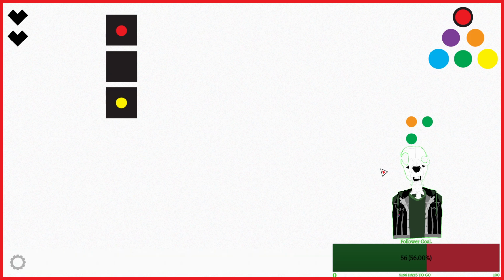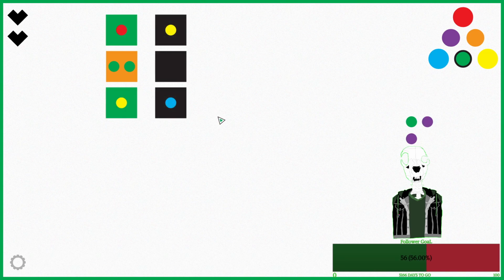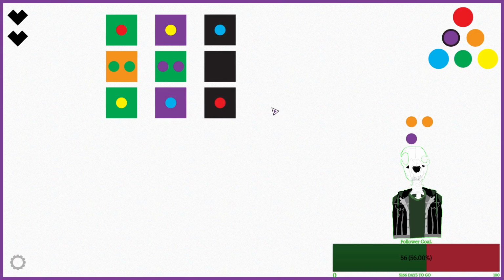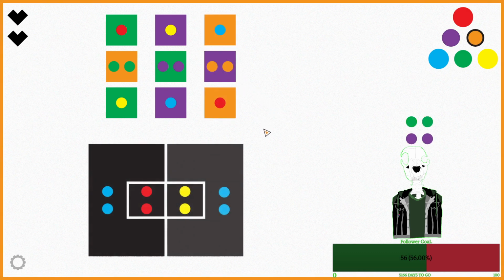So, an orange and 2 greens. This one has to be the orange. A green and 2 purples. That one's the green, which means the purples. I think that's obvious. 2 greens, 2 purples. So here's where it's actually a thought process. These 2 could be yellow. Which means they're orange.